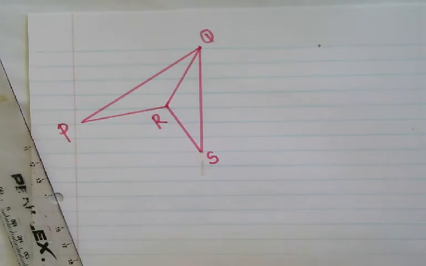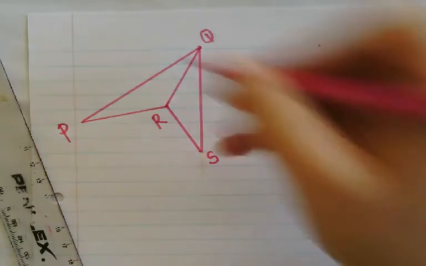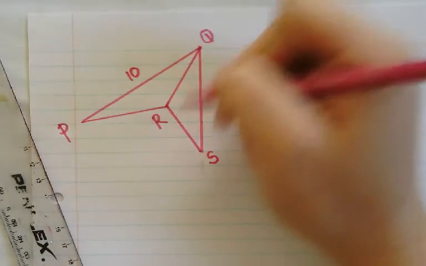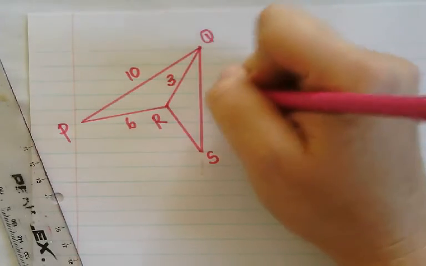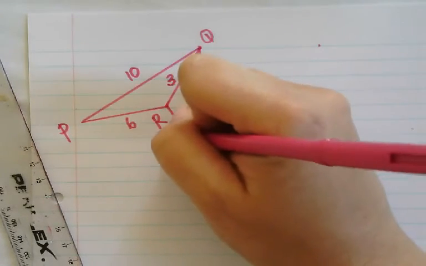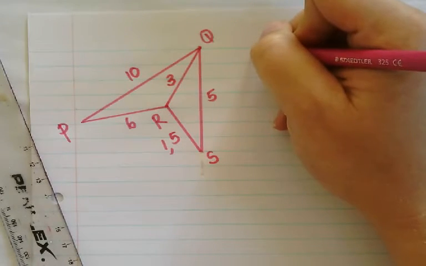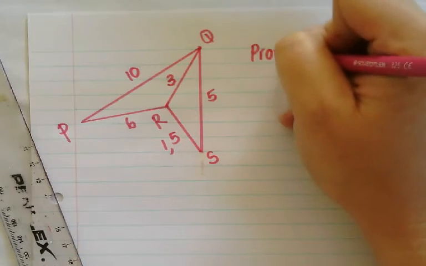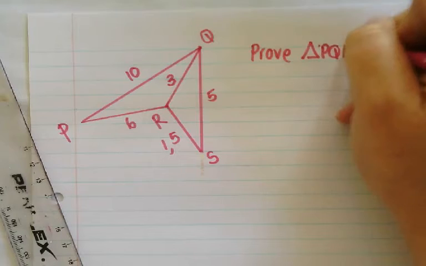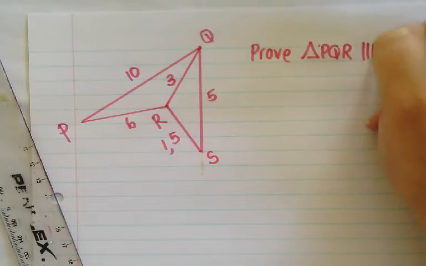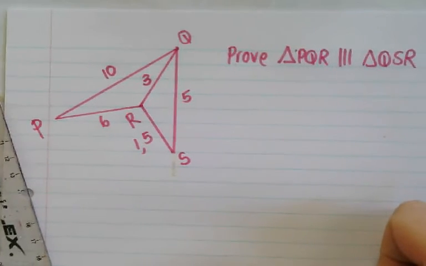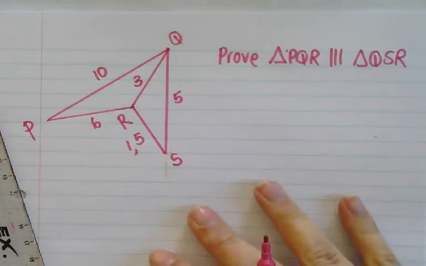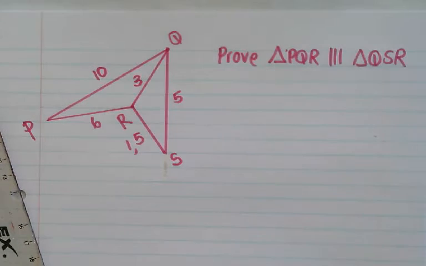So I'm going to tell you the names and give you some information. I want to prove that triangle PQR is similar to triangle QSR. So I have given you the names. What information have I received? Sides or angles? Sides. So now I have to do sides in proportion.